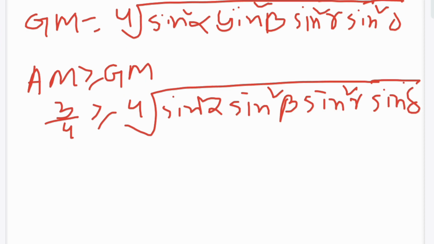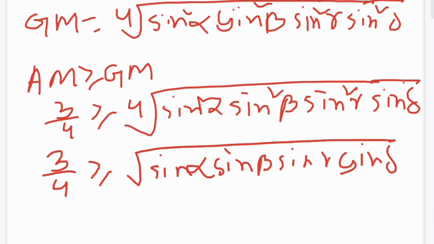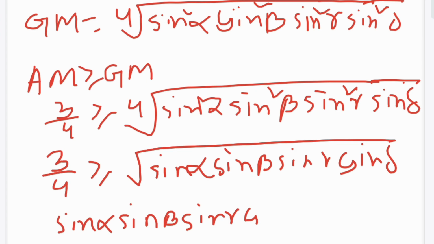So this is simply 3 over 4 equal or greater than the square root of sin alpha into sin beta into sin gamma into sin delta. So sin alpha into sin beta into sin gamma into sin delta is equal to or less than 9 over 16. We just raised both sides to the power 2.